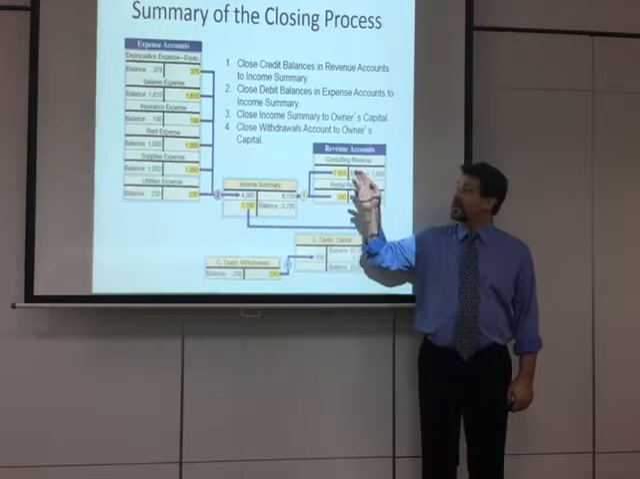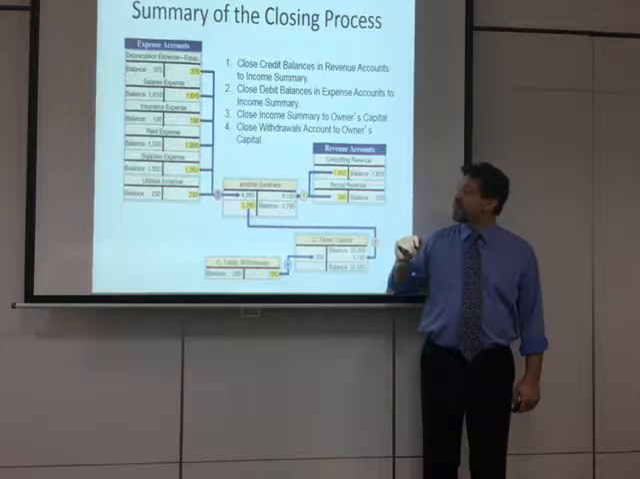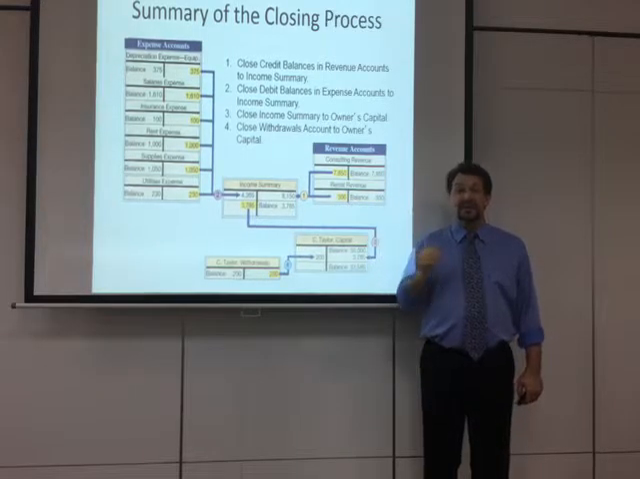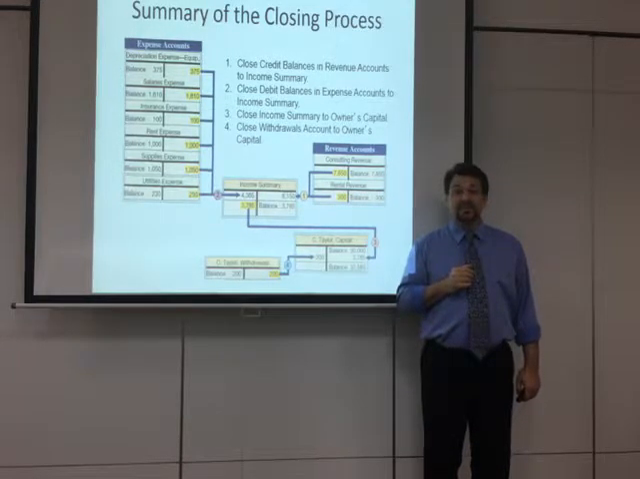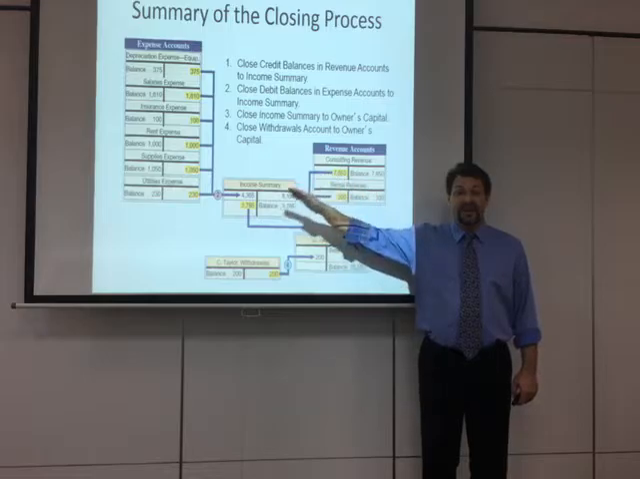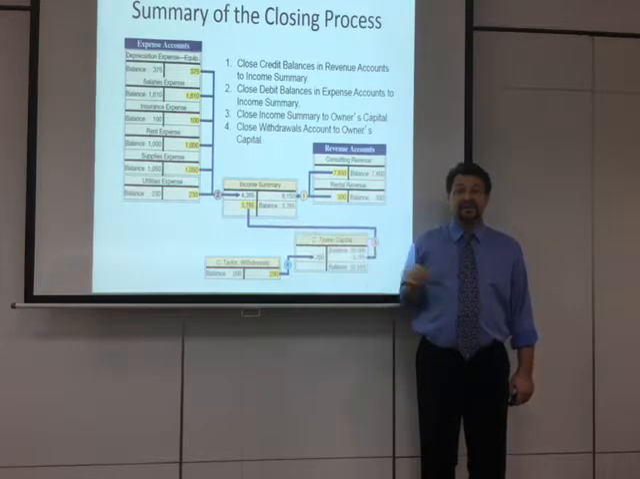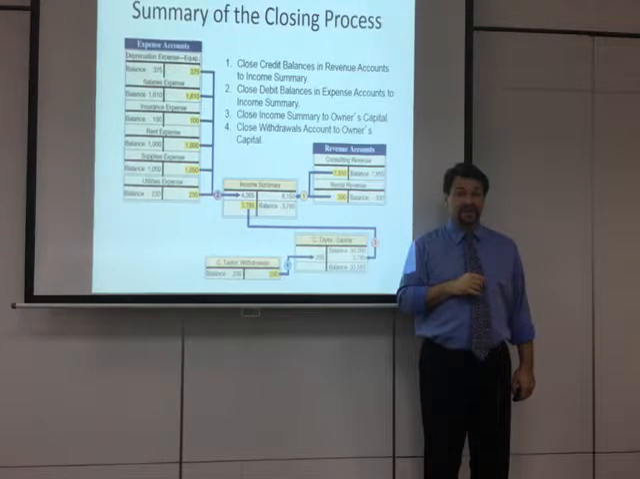So in journal entry 1, we are actually closing out the revenue. Since revenue has a normal credit balance, to close it out, we post a debit to revenue and a credit to this temporary account called income summary.